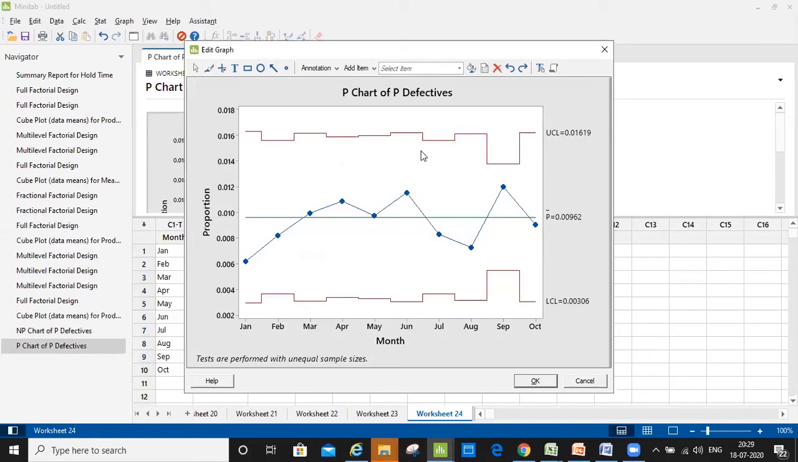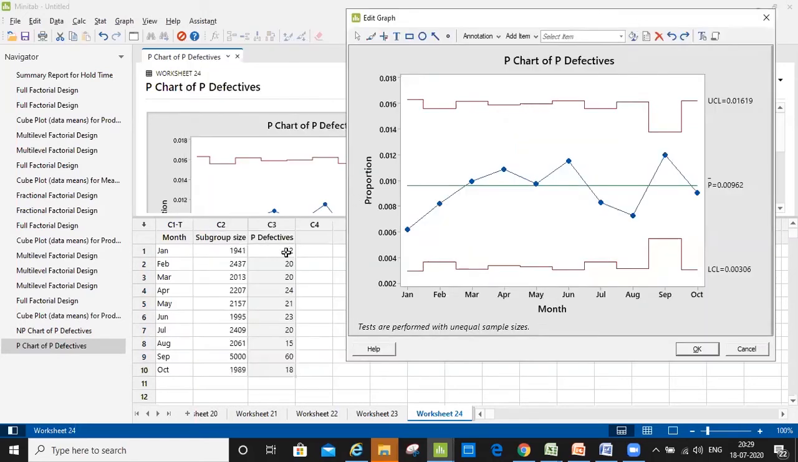Here you see, this is the average proportion that I've got. This has been calculated as defectives divided by subgroup size. That is the average of averages. This is my lower control limit, which is 0.0036, and the upper control limit is 0.0619. And you see, these are the data points that we have. These are the proportions that we have.